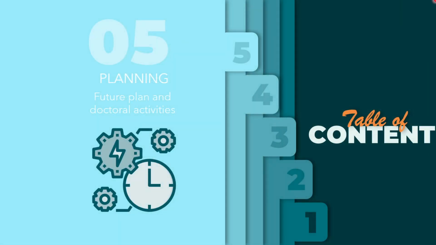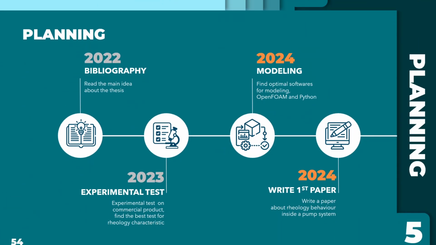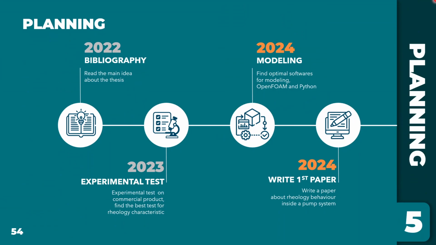That is the end of part 4, and in part 5 right now I will talk about my planning for the next year. In the previous year I did the bibliography and mostly the experimental tests to determine the optimal characteristics of a 3D printed mortar. In the next year I will focus on Python. I have also quite finished the OpenFOAM modeling, and I will focus on Python.